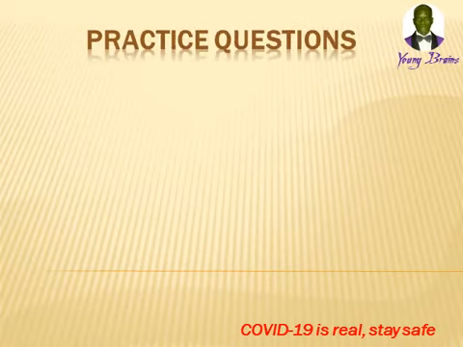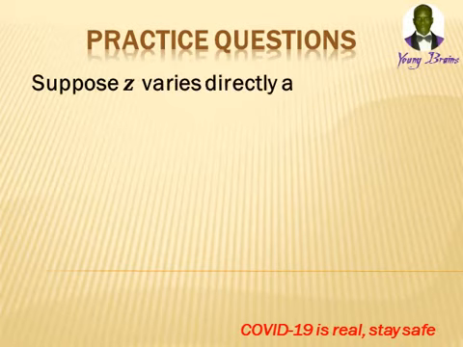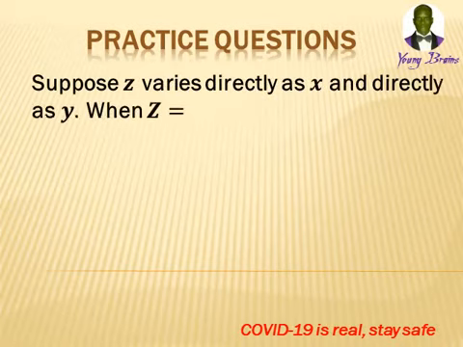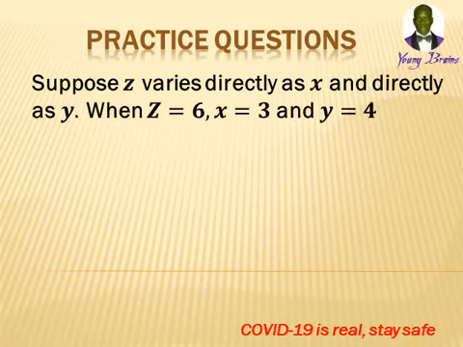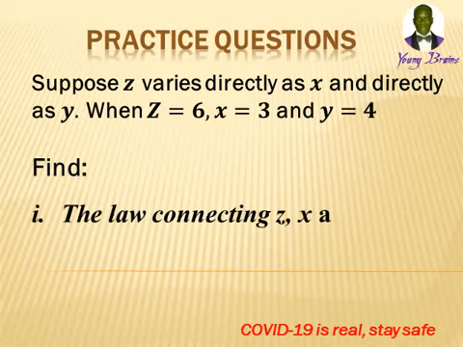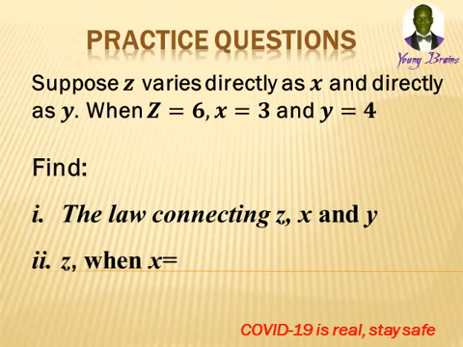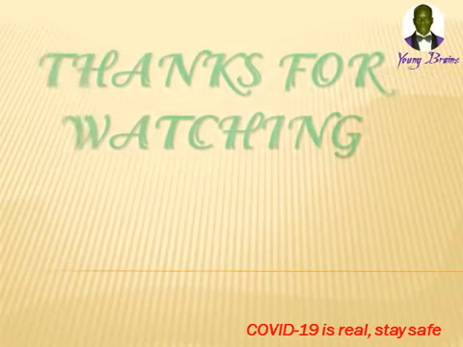Before the end of the lesson today, let us see some practice questions. Suppose Z varies directly as X and directly as Y. When Z equals 6, X equals 3, and Y equals 4. Find 1. The law connecting Z, X, and Y. 2. Find Z when X equals 7 and Y equals 4.